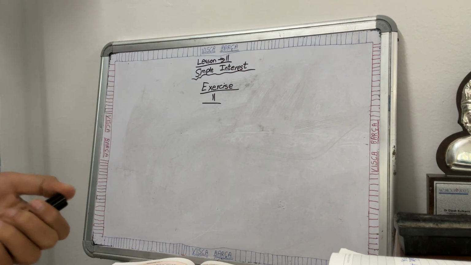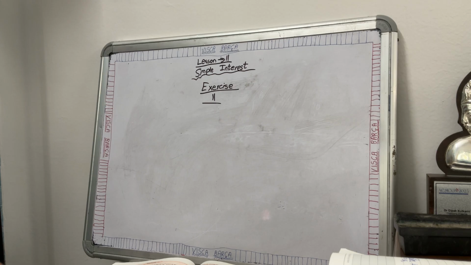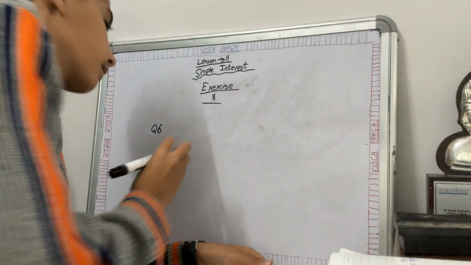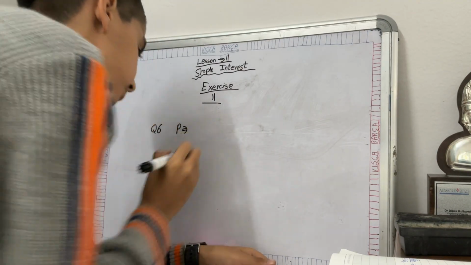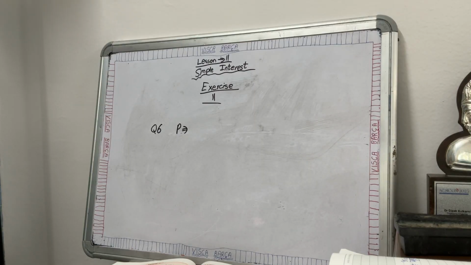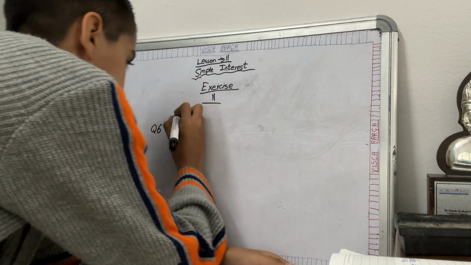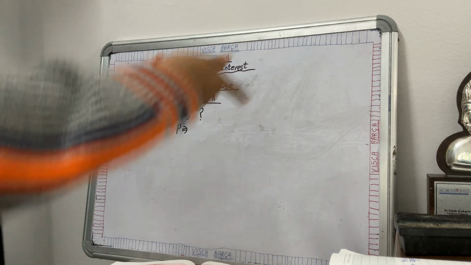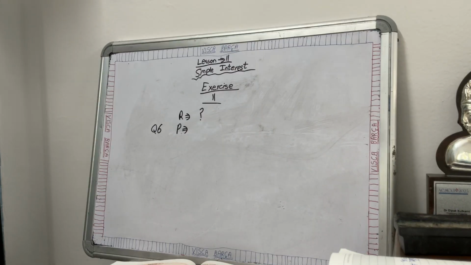So this will be the last question for this video. Question number 6. I'll dictate it. Find the rate percent. So what we have to find is the rate. I'll write R. We don't know what R is. Do you know? I don't know. We'll calculate it. R is question mark.